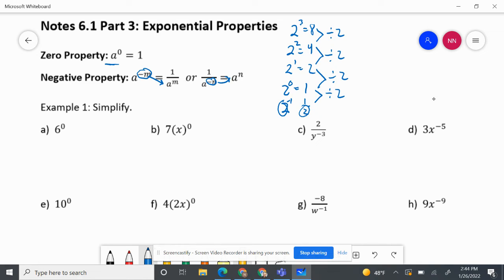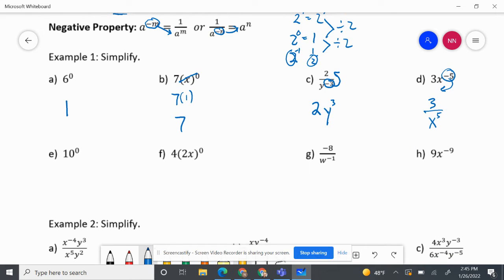So when we're solving these, 6 to the 0, anything to the 0 is 1, so our answer is 1. X to the 0 is 1, but since there's a 7 outside of it, 7 times 1 gives us 7. Here we have a negative exponent. Anytime we have a negative exponent, we switch it, we bring it up, so that becomes 2y to the positive third. Here we have a negative exponent. It's in the numerator, so we bring it to the denominator, and we have 3 over x to the fifth.